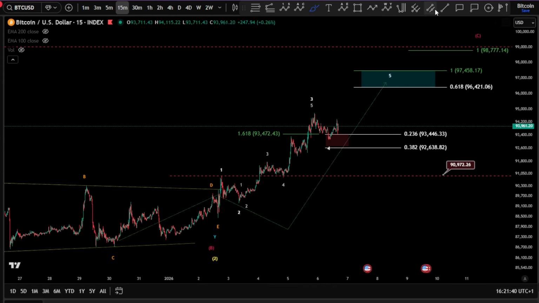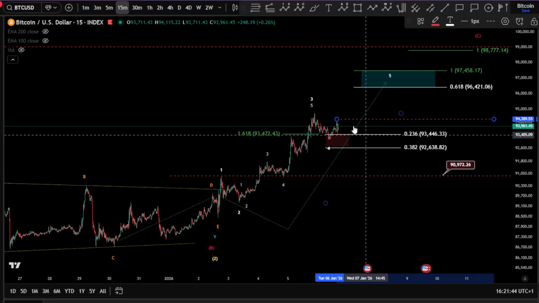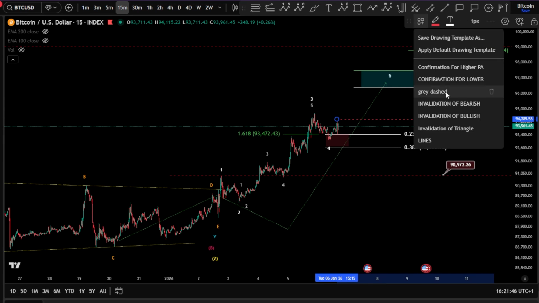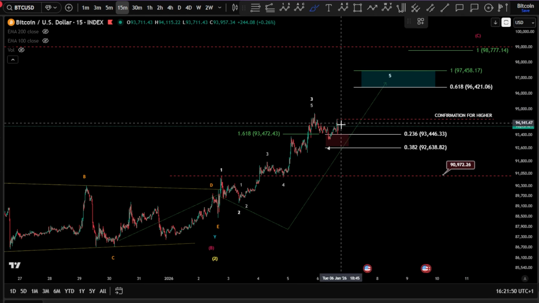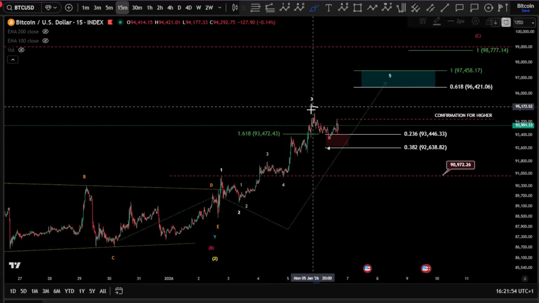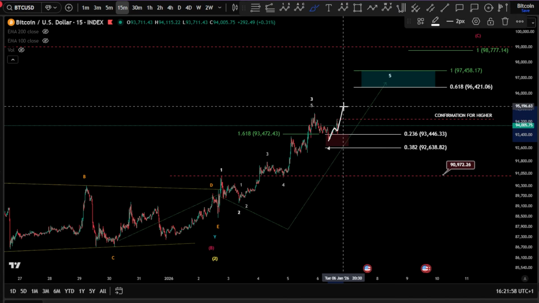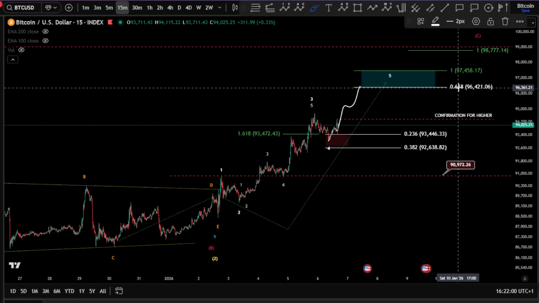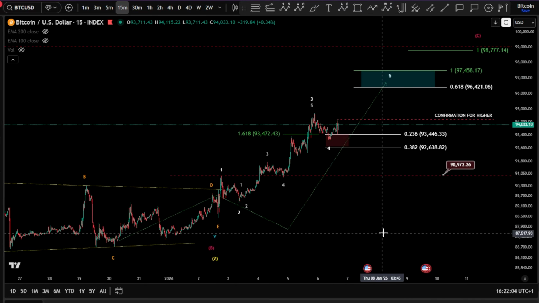But to make sure, as per Elliott Wave, that we are really pushing for higher, I would like to see this high taken. And this is a confirmation for higher. And that means we might push further toward the upside here. And a better confirmation would be to take the all-time high. However, I'm estimating a 1, 2, 3, 4, 5 at least to reach the 0.618 here, our blue box for Bitcoin.